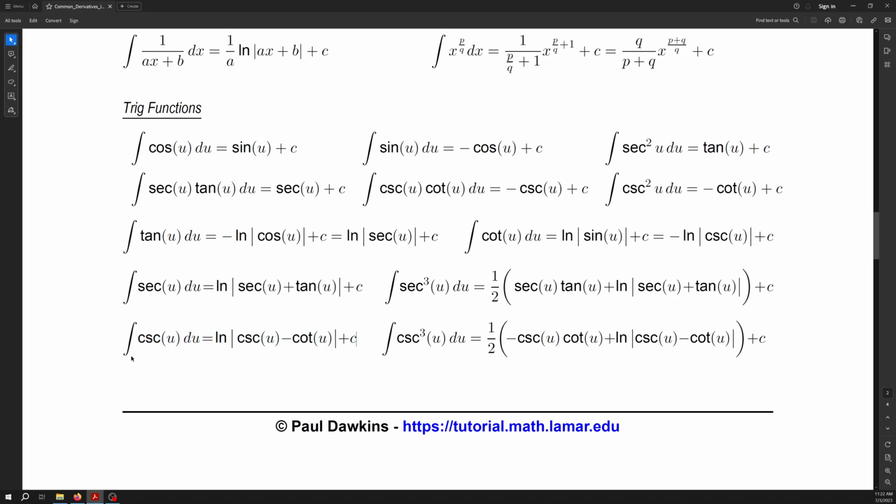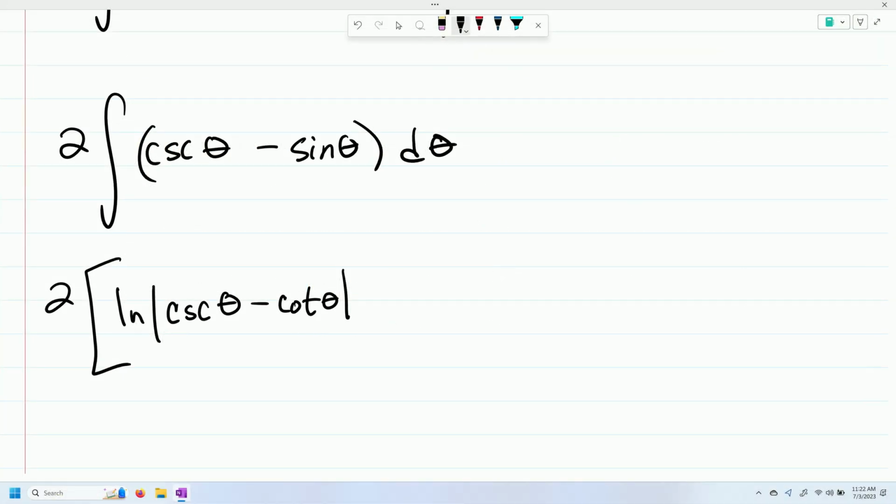So the integral of cosecant u du equals the natural log of the absolute value of cosecant u minus cotangent u plus a constant. So that's all I did. I just looked this up. It was right there for me. All right, back to our problem. We're going to finish it now. So we just did the integral of cosecant theta.